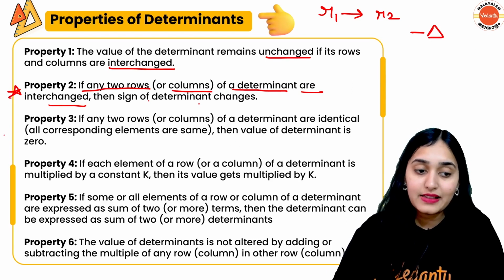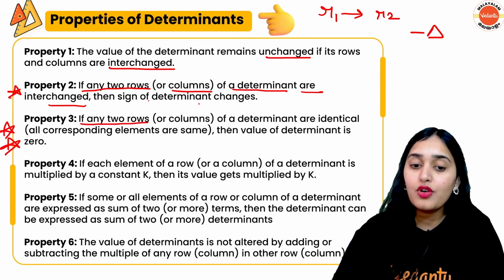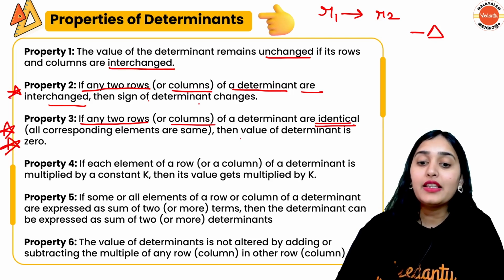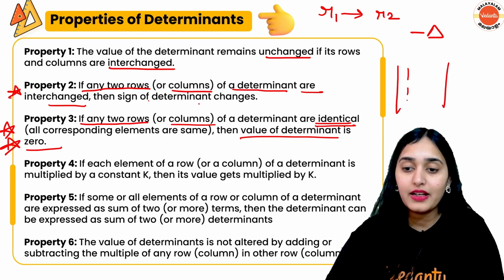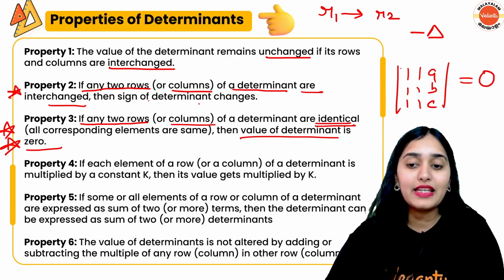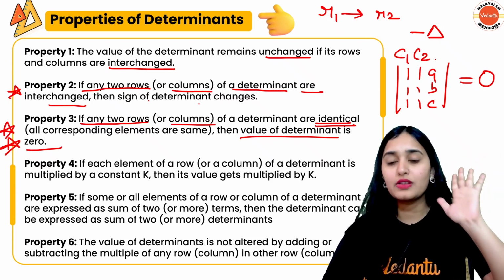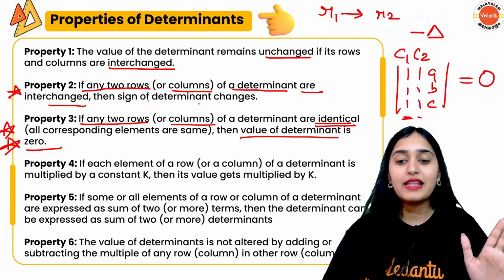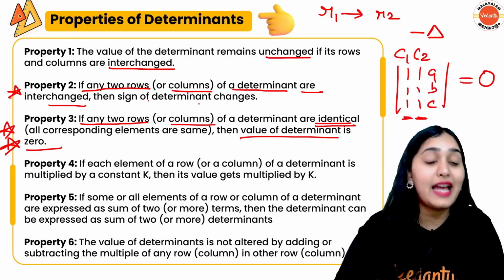Next, this is a very, very important property. If any two rows or any two columns are same to same, then the value of the determinant is 0. Suppose you have determinant 1, 1, 1, 1, 1, 1, A, B, C. What will be the determinant value? You can directly write 0 because column 1 and column 2 are ditto same to same. So if they are same to same, then the determinant will definitely be 0 without even calculating.